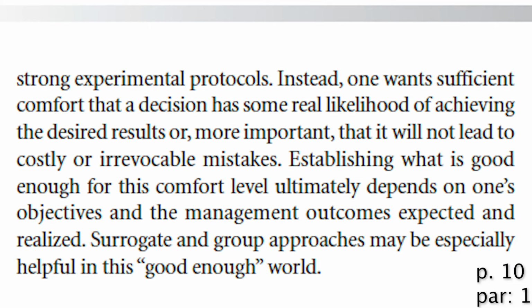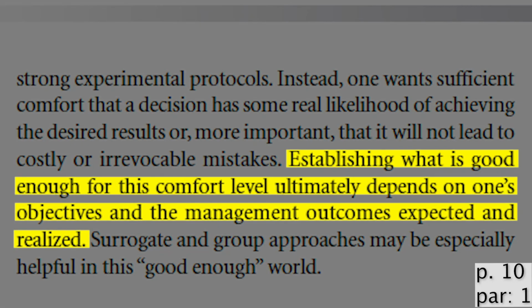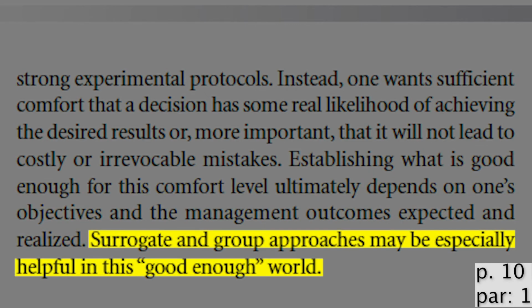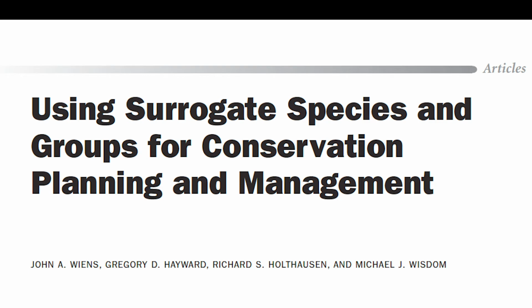Ultimately, it comes down to the best approach given the situation. Establishing what is good enough for this comfort level ultimately depends on one's objectives and the management outcomes expected and realized. Surrogate and group approaches may be especially helpful in this good enough world. That's how surrogate species and groups can be helpful in conserving the world's species today and tomorrow.